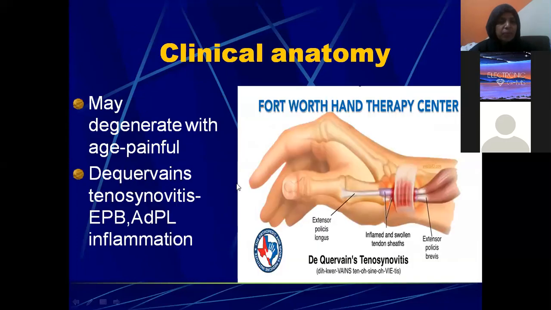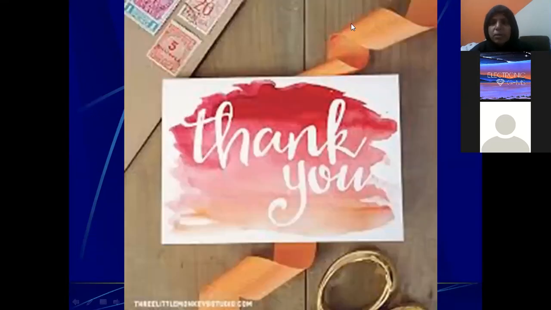So then see here, the first carpometacarpal joint may degenerate with age, and it may be very painful also. You call it de Quervain's tenosynovitis. So these are the muscles, extensor pollicis brevis and abductor pollicis longus, inflammation. So hope you understood, beta. So be prepared.